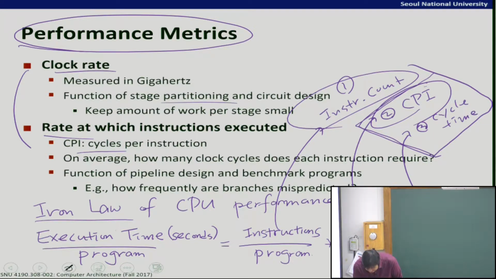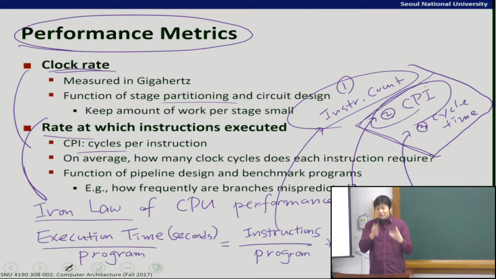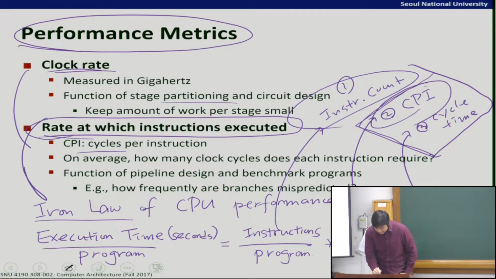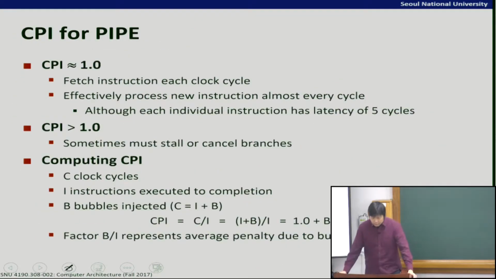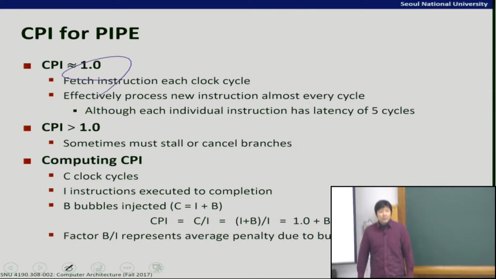So let's focus on this thing. Clock rate means we have to redesign the pipeline and also redesign the circuit, which is out of scope. So let's think about how we can quantify this CPI. In the ideal pipeline, what will be the CPI? Ideal means there's no hazard at all. If there's no hazard, what will be the ideal CPI? Of course, the answer is on the slide, right? 1.0. Why is it 1.0? Think about it.